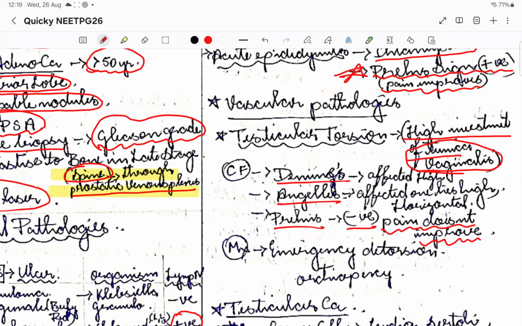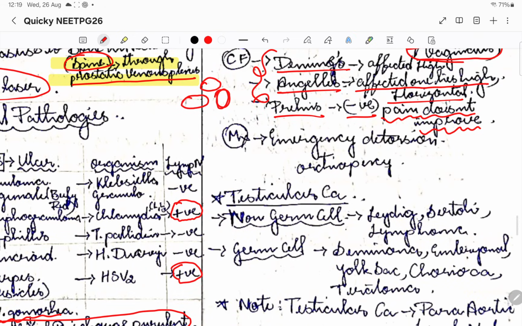Okay, then coming to angel sign, what happens is the affected one lies in the horizontal line. So basically the testis should be in this position, but on the affected side it will be in this position. Okay, so that is called angel sign. Whereas in Denin sign, the testis on the affected side will be higher as compared to the normal side. Okay, so that is how the Denin sign is. Please remember these three signs.